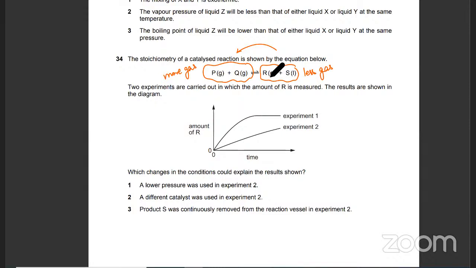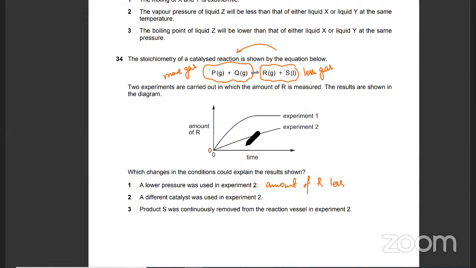Do you get my idea? The amount of R, based on what we just stated, should be less because the equilibrium is going to shift to the left. But the problem with experiment 2 is it's not over yet. R is still forming, so we don't know how much R would actually be formed. So we can't really comment on that.